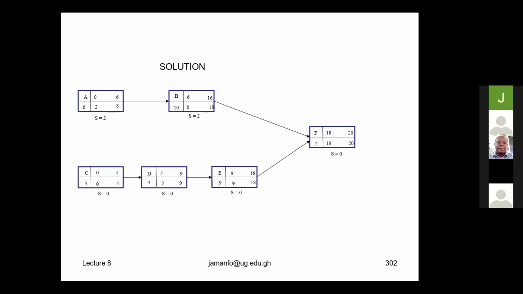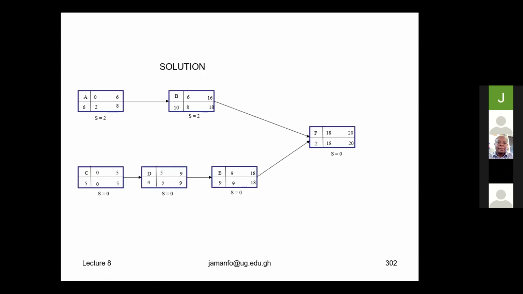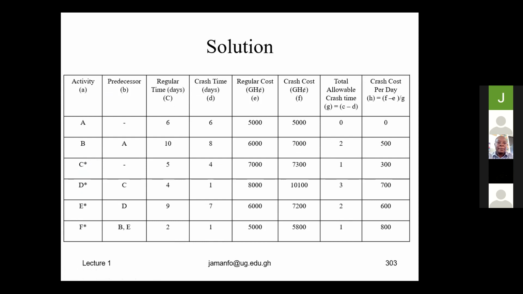Okay. Now the next thing is to look at the crashing table. This is also required for you to be able to do the crashing, because we need to determine the crash cost per day and then the allowable crash time. Now, these are the activities within the network. Those with asterisks are the critical path, as you have done.